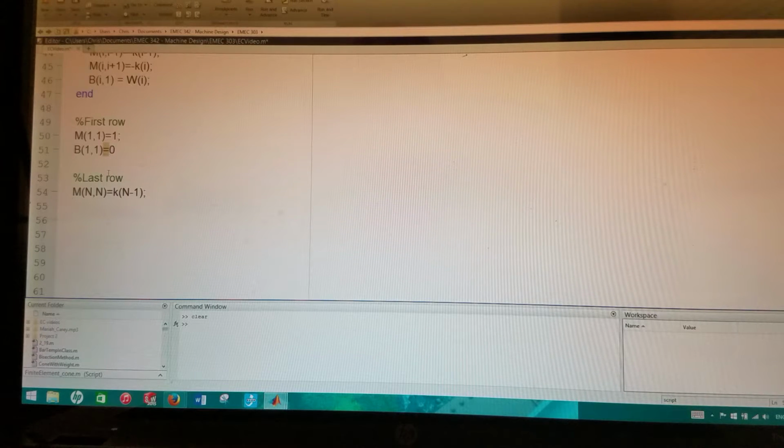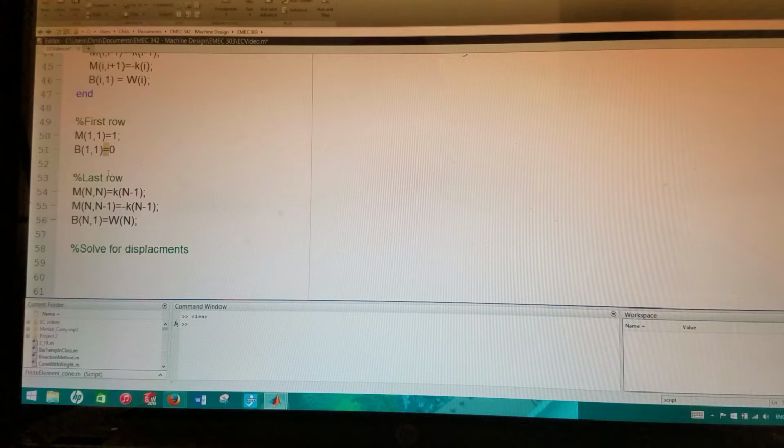That's along the diagonal. And then to the left of the diagonal, this pattern holds true. And in the B matrix, this is true. So finally, now that we have the M and B matrices made, we can solve for displacements.